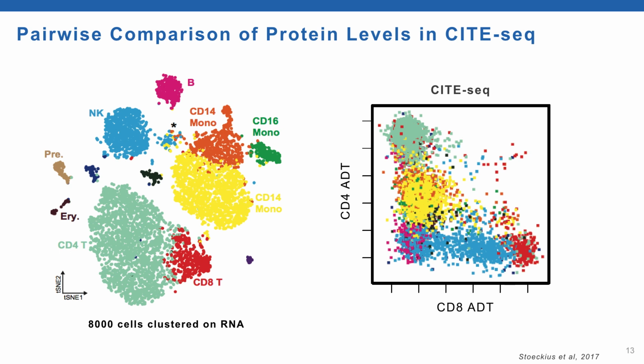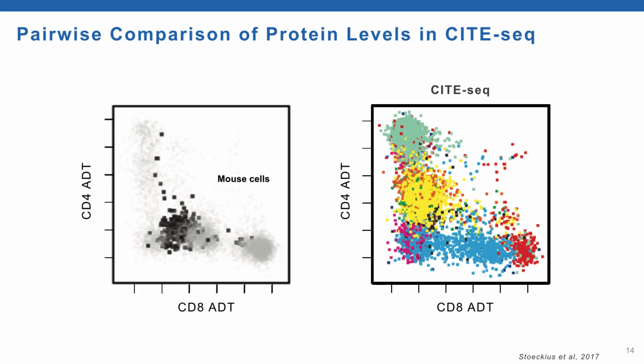For instance, it's really the CD8 positive T cells that are the highest expressors of CD8 protein, and it's the NK cells that have the intermediate levels, as an example. Because we have multimodal data as well, we can do some interesting things with controls.